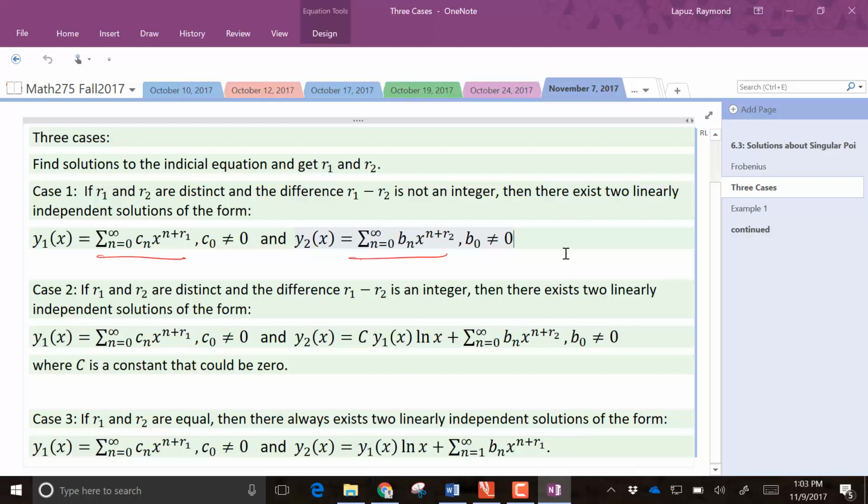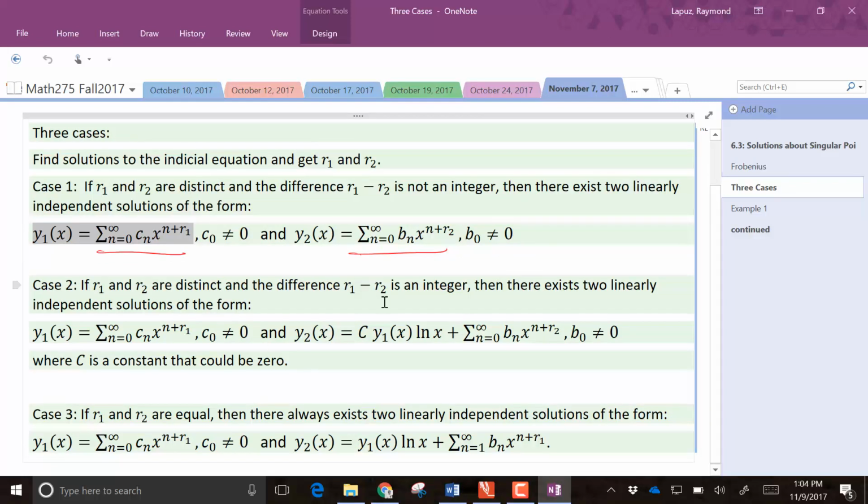The first part is that they're different, and if you take the difference between them, you're not going to get an integer. I think this is a case where we had the example and we were working on it. If that is your case, then you're going to have two different linearly independent solutions, and they come in c sub n x to the n plus r1, whatever that root r1 we found, and b sub n x to the n plus r2, whatever that r2 we found was.